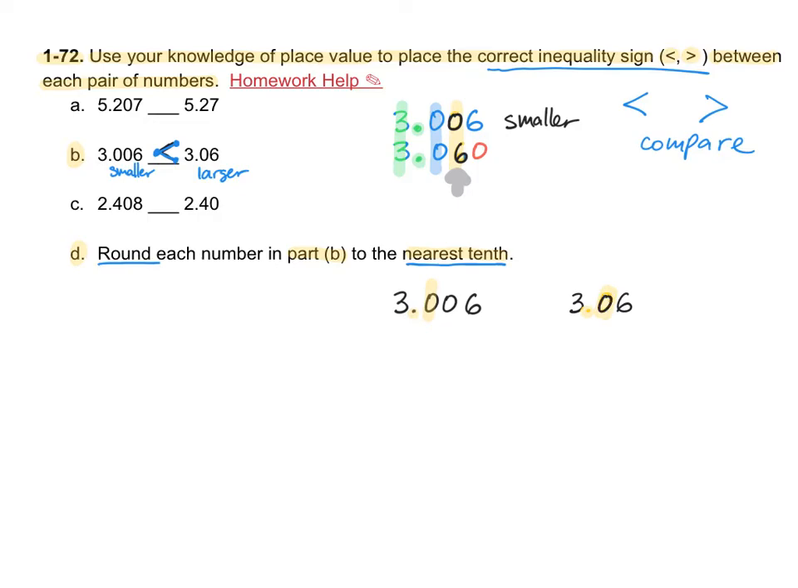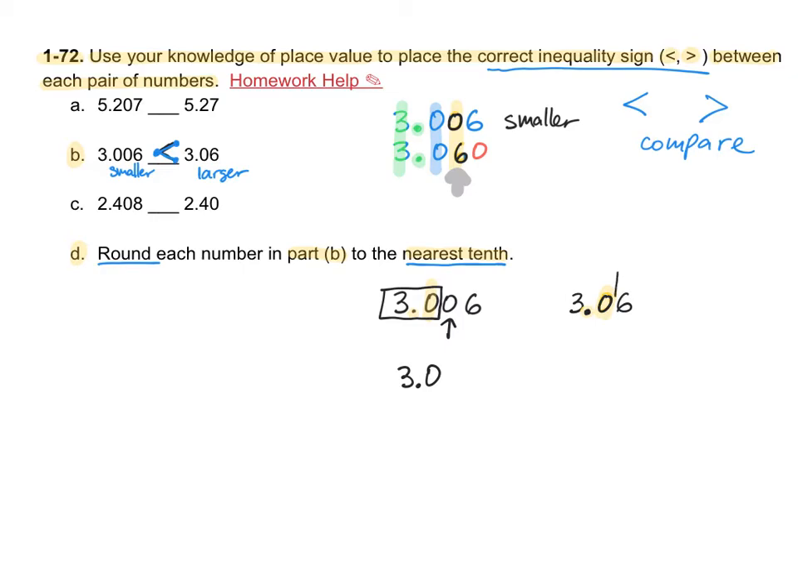Now when I'm rounding, I look at what's next to it on the right side. The number that is behind it is 0, therefore it's smaller than 5. So I'm going to just copy, and my rounding is 3.0. It is 3, but because it needs to be the nearest tenth place, I have to leave the 0. So 3.0.